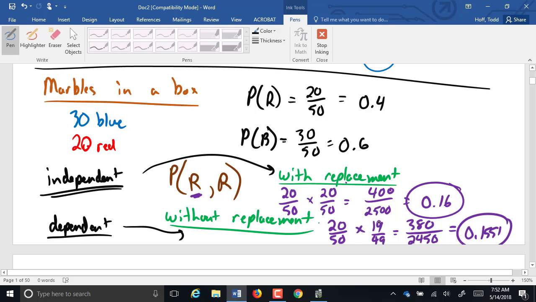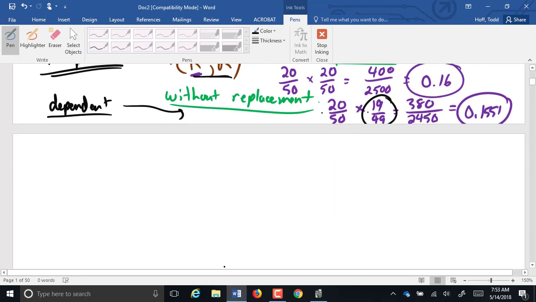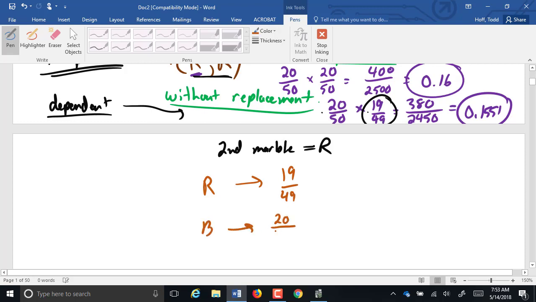Because since I'm not putting it back, the probability of the second marble being red depends on whether the first one was red. Now here we only considered that the first one was red because we wanted both of them red. If the first one wasn't red, we would have stopped and we don't even care about the second. But the second marble being red depends on what the first one was. If the first one was red, well then the second one, 19 out of 49. If the first one was blue, the second one being red would be 20 out of 49. So the probability of that second marble being red is dependent on whether the first marble was red or blue.